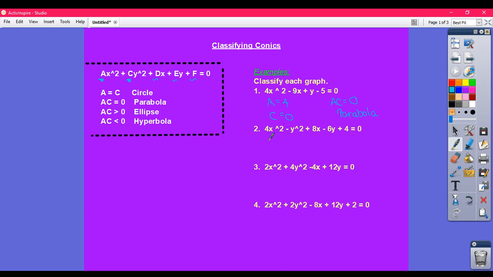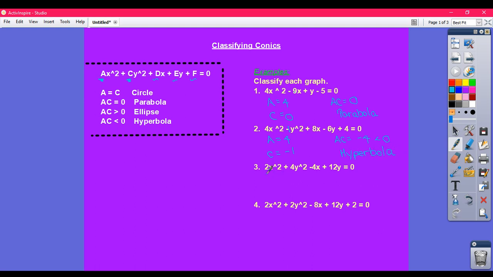In the next example, a, the coefficient of x squared, is 4, whereas c, the coefficient of y squared, if you look, there's not a coefficient there, remember it's a 1, but it's not just 1. Look at the sign in front of it. It's a negative 1. So if I multiply the two, a times c would give me negative 4. Since negative 4 is less than 0, looking at the chart, this would be a hyperbola.